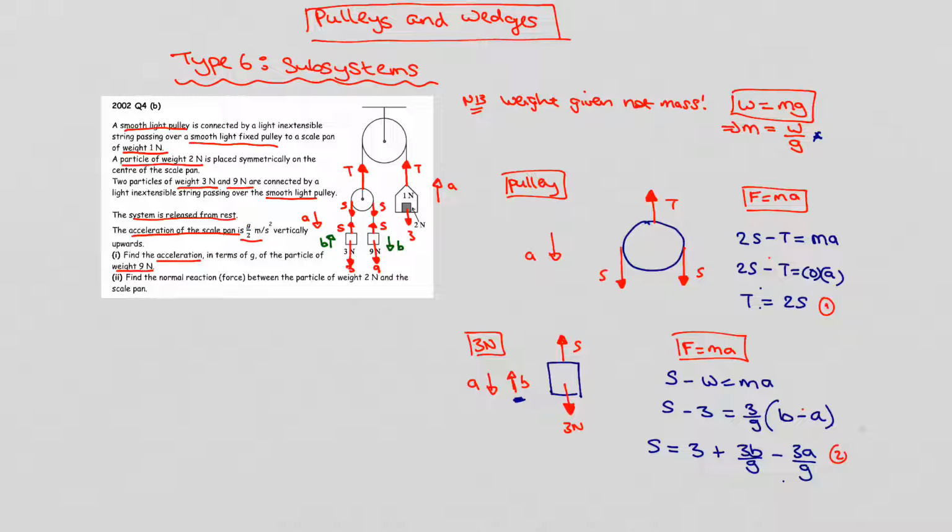I'm now going to look at the other side of the subsystem, which is the 9 Newtons. And if I look at the 9 Newton, my forces acting on that are S up, and weight, which we were given in the question is 9 Newtons. And this time when I'm looking at the accelerations, they're both actually going in the same direction. So it is going down while the system is going down. Alright, so if I set up my F equals ma, my leading force is clearly the weight, so the weight minus the tension will equal the mass times acceleration.